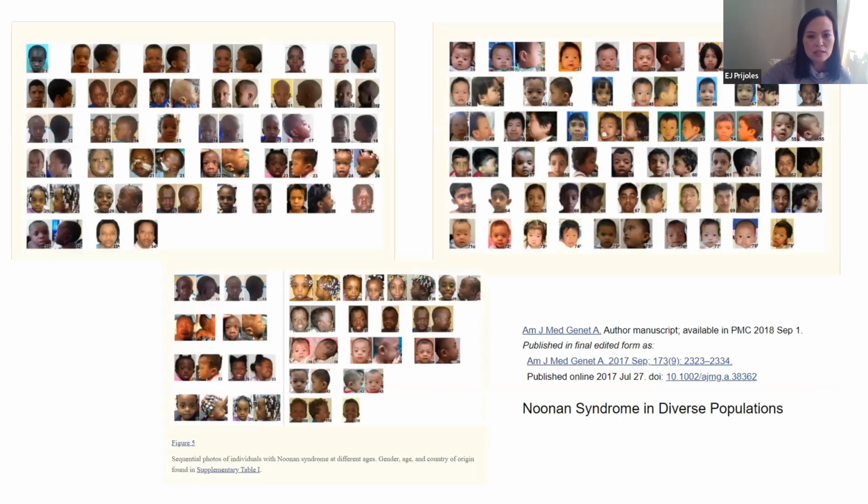And this is just a compilation of facial pictures of individuals who have been diagnosed with Noonan syndrome. And as we learn more about diverse populations, we learn about the variability in physical findings and facial features. So just a reminder that not everyone is easily recognizable by their facial phenotype, and genetic testing can be helpful.